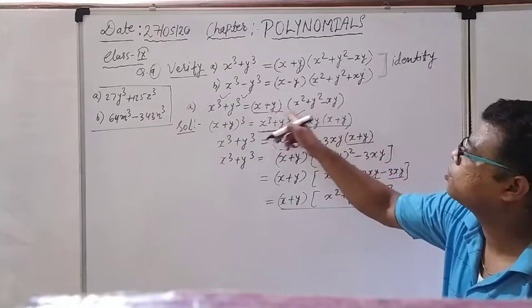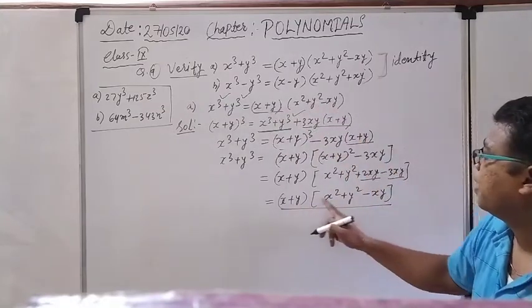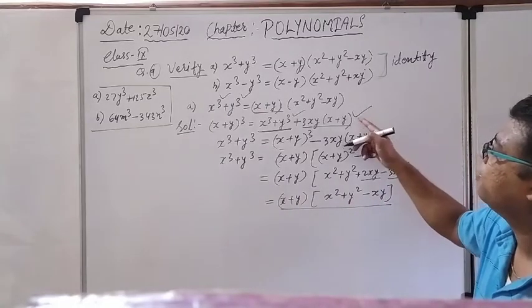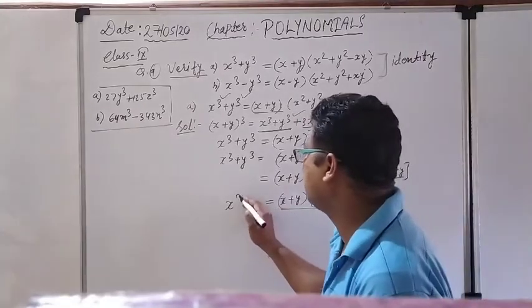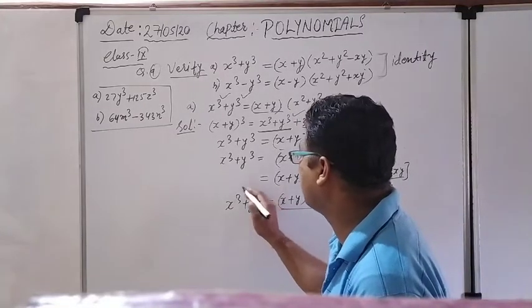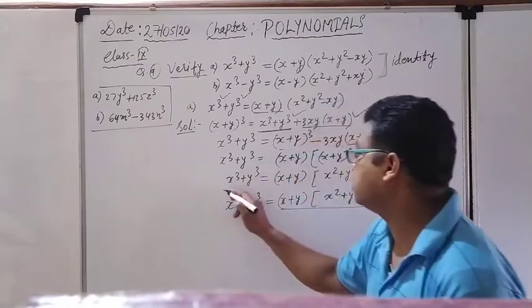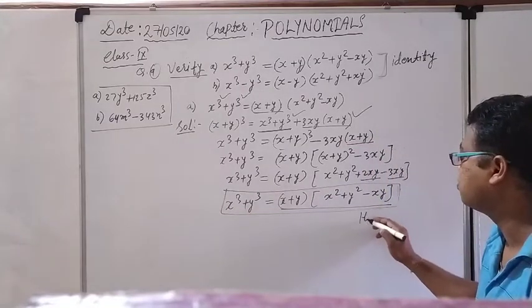You can see x plus y, x square plus y square minus xy. And this was the identity from where it originated. So this we are going to prove: x cube plus y cube. Here also you can write x cube plus y cube. So this we have proved. So from here you can write hence proved.